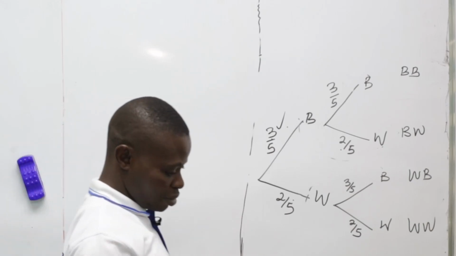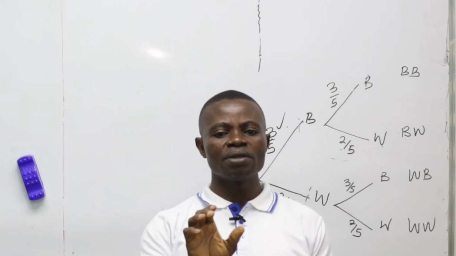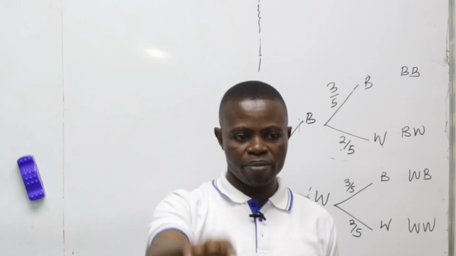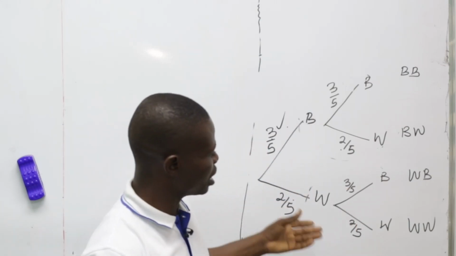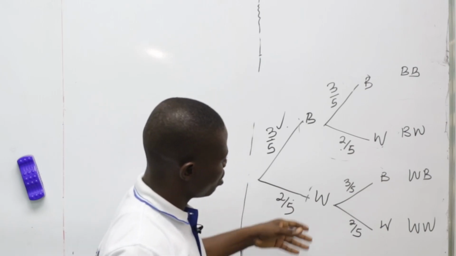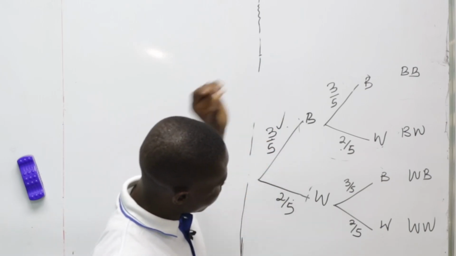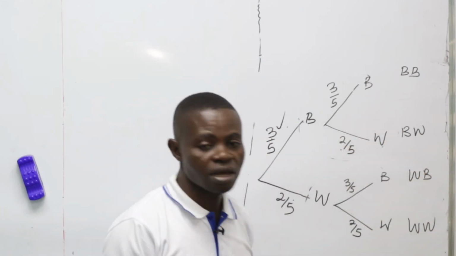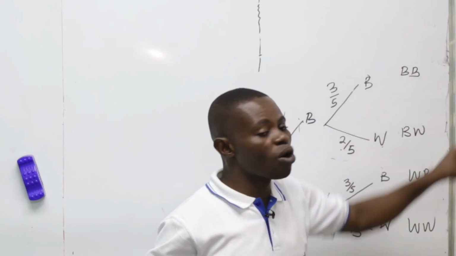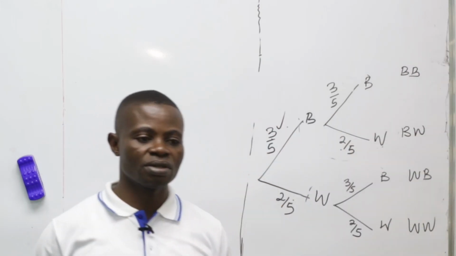At least 1 means from 1 to the highest number of black that occurred. So how do we figure it out? 1 black, I can see black here, or I can see black here, or I am seeing black all through. That's the meaning of that question.